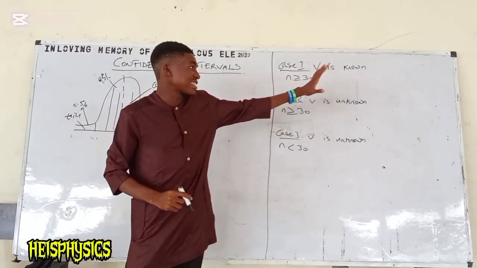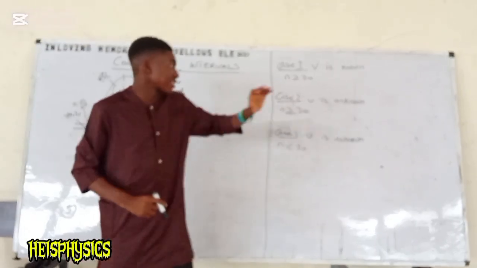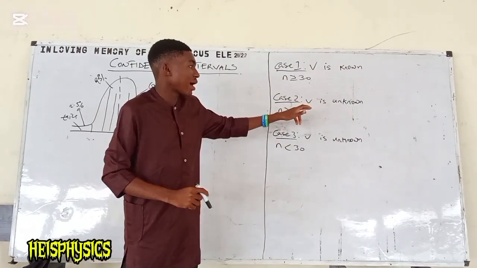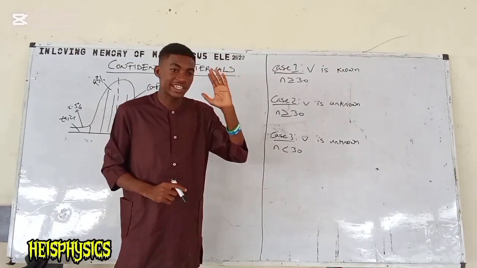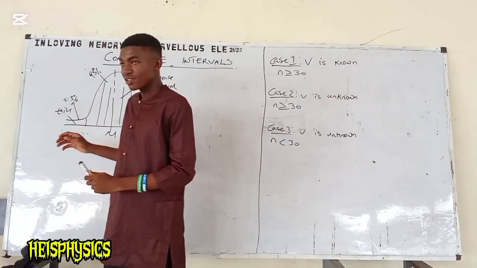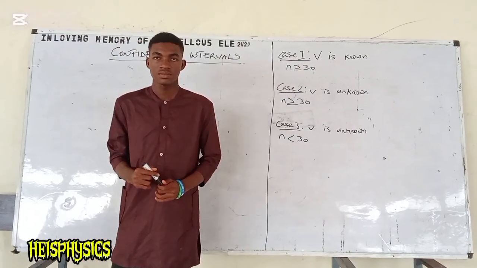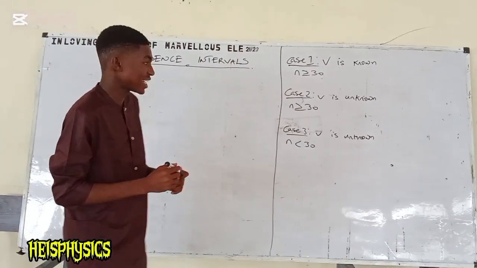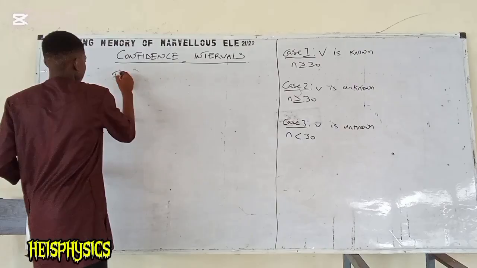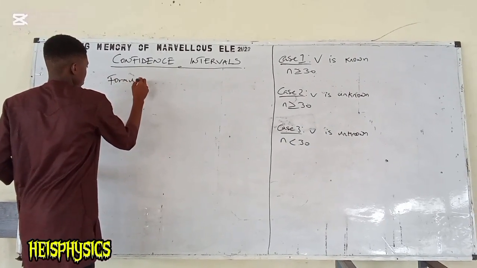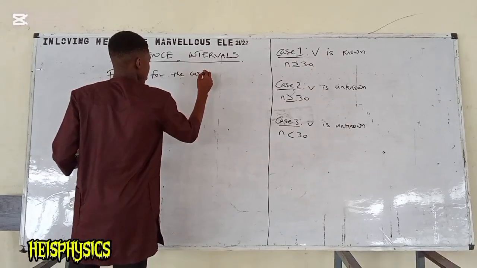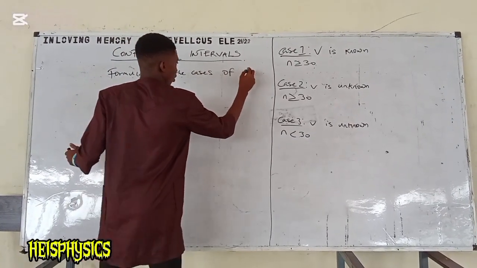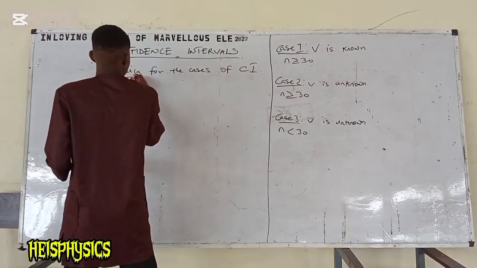Now let me give you these three cases with their individual formulas. Case 1 has its own formula, case 2 has its own formula, and case 3 has its own formula. So let me show you the formulas for the cases of confidence interval.